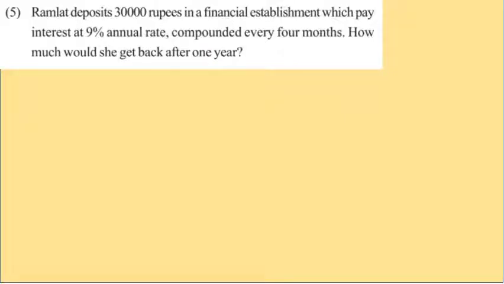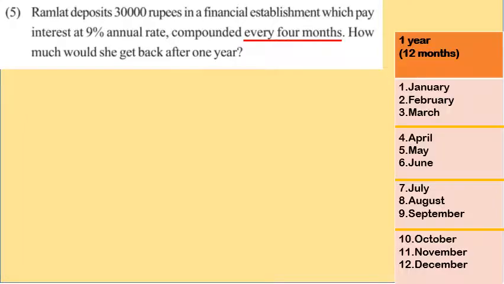Question number 5. Ramlat deposit 30,000 rupees in a financial establishment which pays interest at 9% annual rate, compounded every 4 months. How much would she get back after 1 year? See children, in this question interest is compounded every 4 months. We know if interest is compounded every 3 months means quarterly compounding. Here interest is compounded every 4 months. So we can say interest is added 3 times in a year.